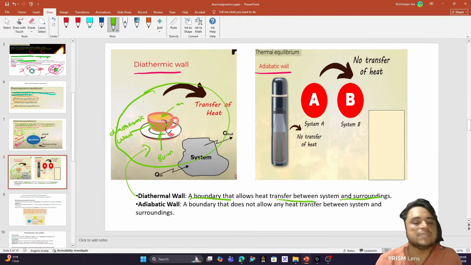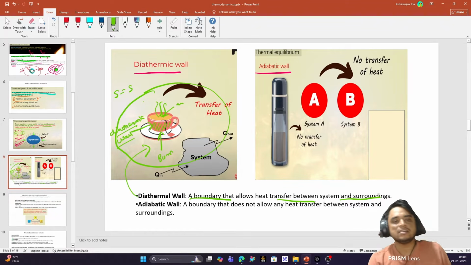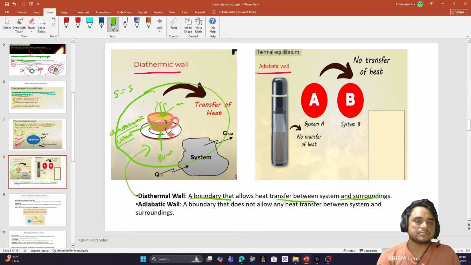So what is happening here? Since the wall of the cup is diathermic, when we put the cup initially on the table, it was hot, but after some time it went cold. What has happened here? Because of this diathermic wall, there was a heat exchange between the system and the surrounding, and due to that heat exchange, both system and surrounding went into an equilibrium state, and because of that the tea becomes cold. So this is a diathermic wall.